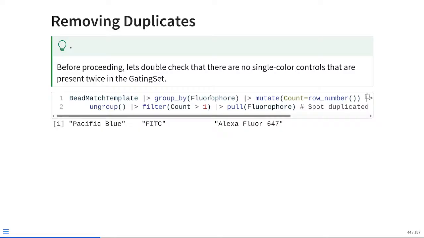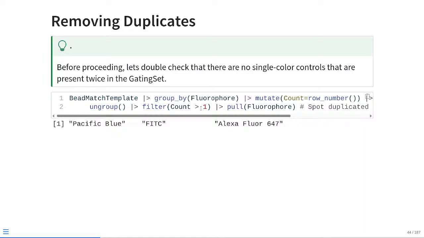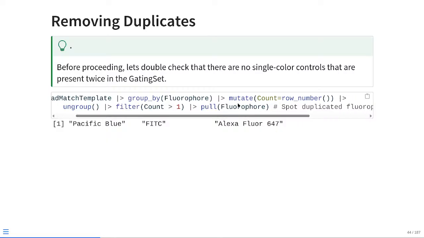So if this got grouped based on FITC, and let's say there were two FITCs, they would come in with a data frame that's row number 1, row number 2. At which point, when you ungroup, you could basically filter out anything that has a value that's greater than 2. And then at that point, you can pull the fluorophore name and identify it out as the unique values. So in this case, we can see for this particular gating set in this kind of screening, there are multiple Pacific Blue single color controls for beads, multiple FITC single color controls for beads, and multiple Alexa Fluor 647 single color controls. So we need to actually designate which of these we want kept and which of them we want removed from the gating set.